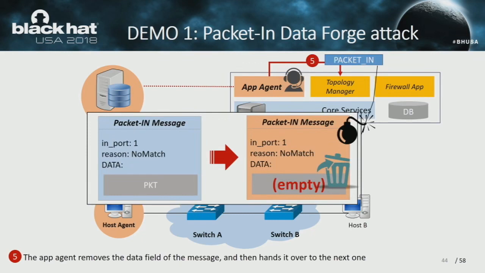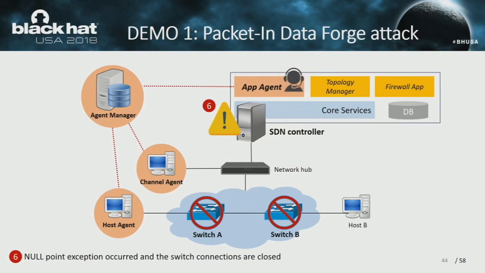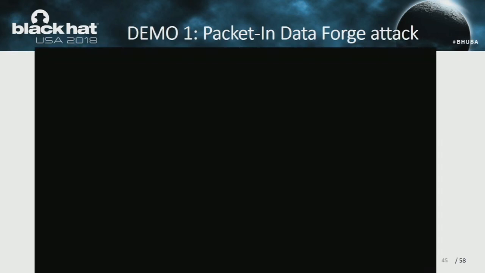Now the app agent removes the payload of the packet message, which means that the payload becomes a null value. And the modified packet message is delivered to the next application, which is the topology manager in this example. So when the topology manager tries to access the empty payload, it can trigger a null pointer exception error in the controller, and this violation makes the controller disconnect the switch or links, which is one of our criteria that evaluates whether an attack is successful or not. So now let's take a look at the demo video.